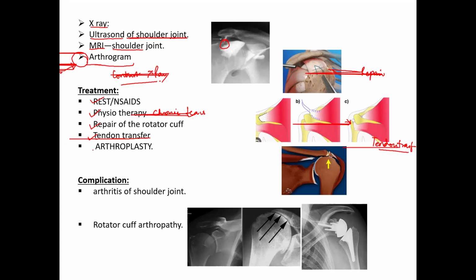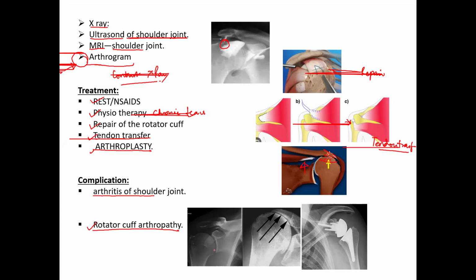Then arthroplasty is the final treatment if the patient is having arthritis. So what happens if you don't treat the rotator cuff? The patient may have arthritis of the shoulder joint. Second thing is rotator cuff arthropathy. It's a very simple thing to understand. If you see here, there is a tear in the supraspinatus. This supraspinatus tries to push the shoulder down, but that is gone. So the shoulder is moving up and it is articulating with the clavicle and acromioclavicular joint. Over a period of time, this will get damaged.